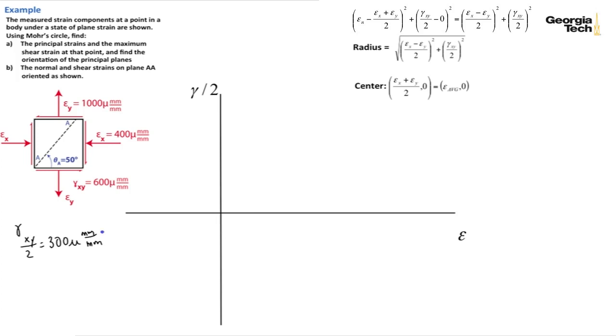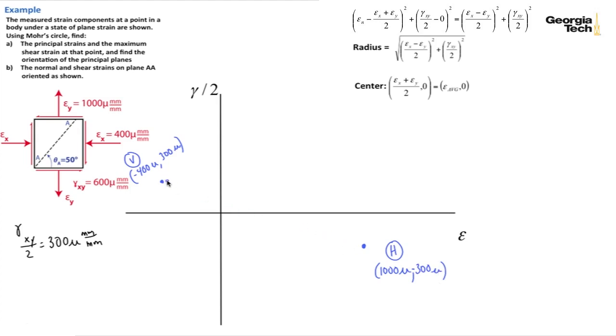Let's start by plotting the vertical and horizontal face. For the vertical face, I've got compression, so it's minus 400, and a clockwise rotation for the shear strain, so that's plus 300. So minus 400, plus 300, and that'll be just about here. I'll label it V, minus 400 mu and 300 mu. I do the same thing for the horizontal face. Now I have positive 1,000 and counterclockwise, so negative 300. So I go out 1,000 and down 300, about there. This is the horizontal face, 1,000 mu and minus 300 mu.